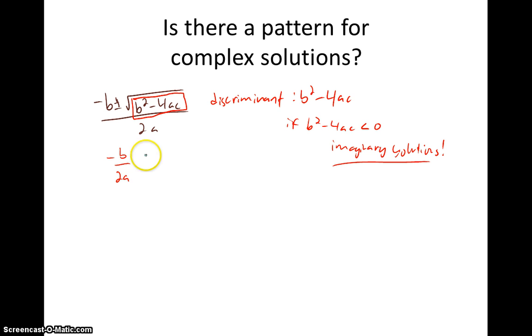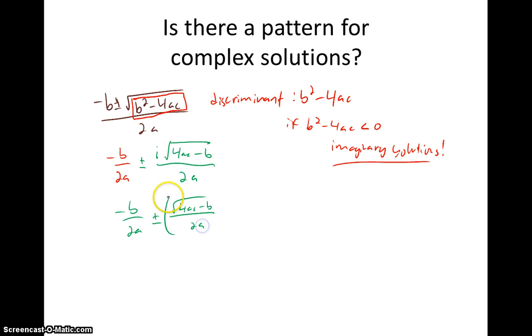Let's do green. So we have negative b over 2a plus or minus, and then if this is less than 0, then we can pull an i out and turn it into a positive. So it's going to turn out to be the square root of 4ac minus b squared, because if I pulled out that i, that was my negative that I pulled out of it. So now this is going to be positive. 4ac must be bigger than b squared if this is going to be negative. So I flip it around, and that's over 2a. So in a plus bi form, it would be negative b over 2a plus or minus the square root of 4ac minus b squared over 2a, all times i.